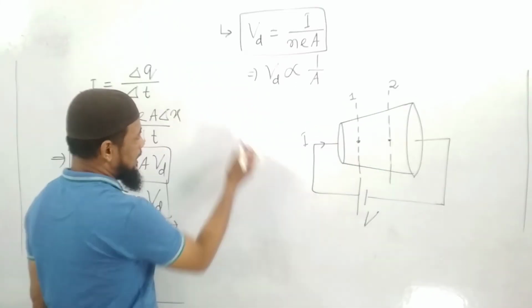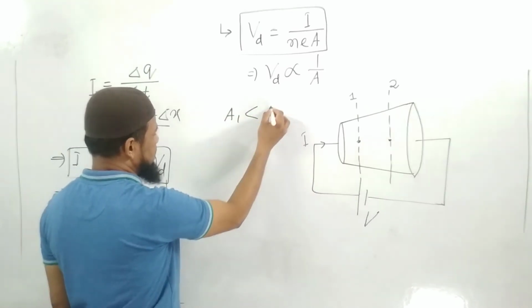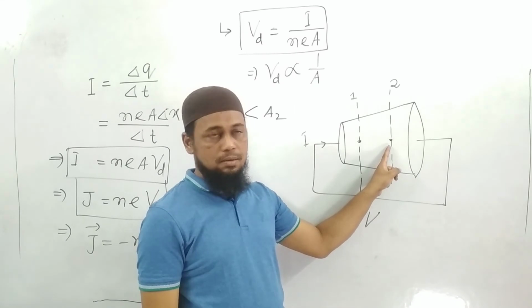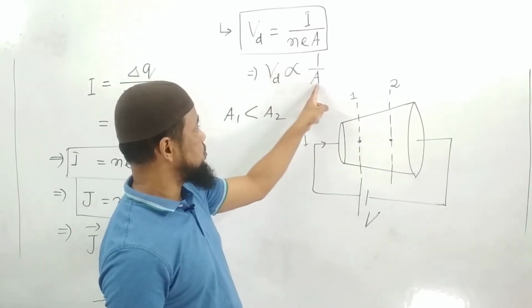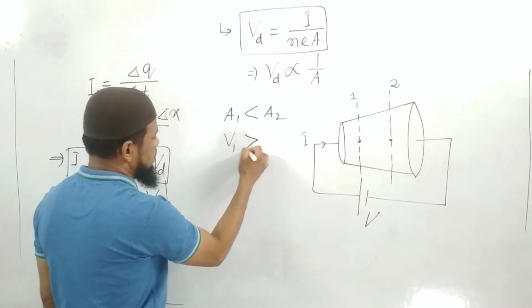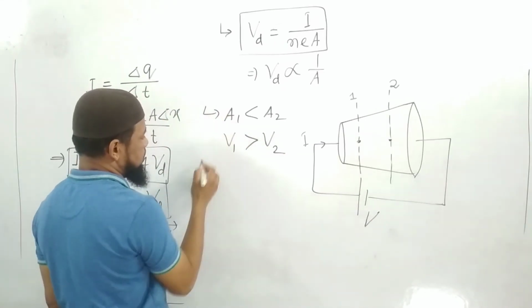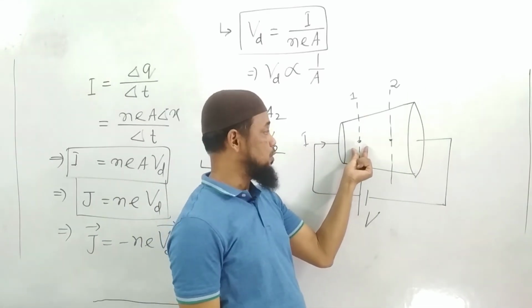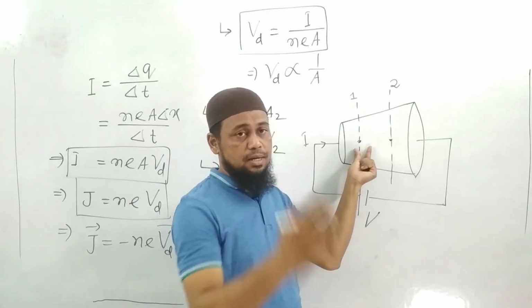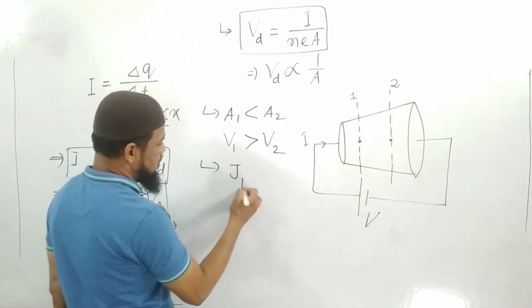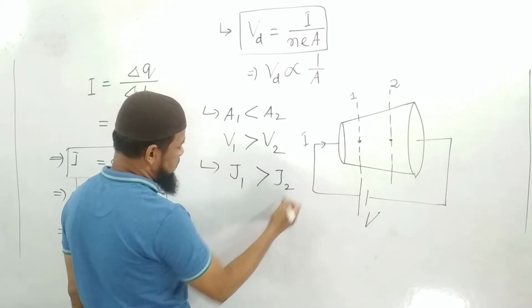So obviously A1 is less than A2. This area is small, this area is bigger, larger. Drift velocity is inversely proportional to area, so where the area is smaller, drift velocity will become bigger, V1 greater than V2. If I ask you where current density is more, it will follow the same ratio. Current density is nothing but current divided by area. So in 1, current density will be greater than the current density in 2.